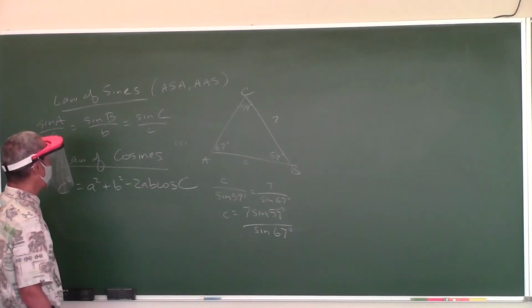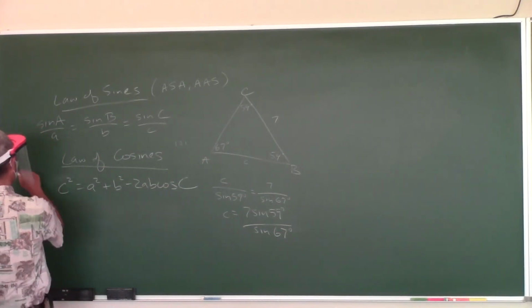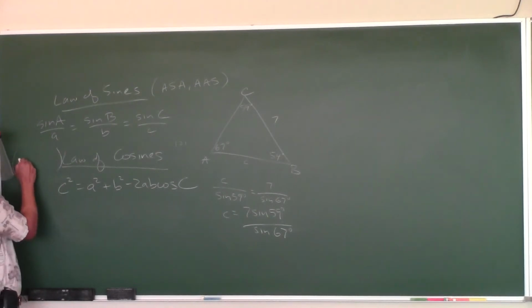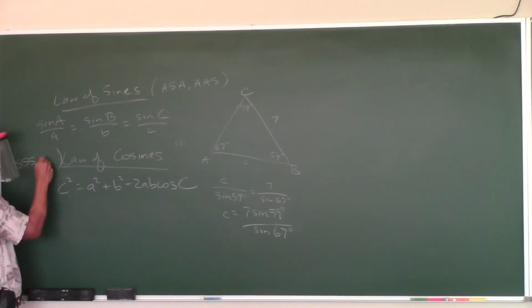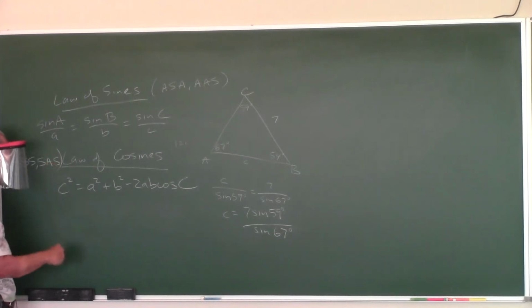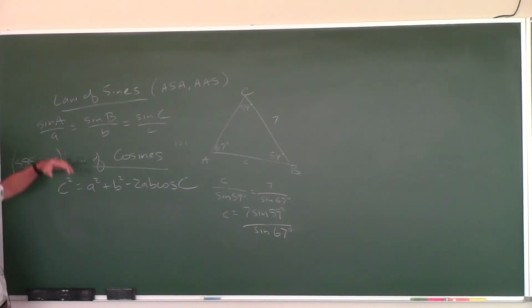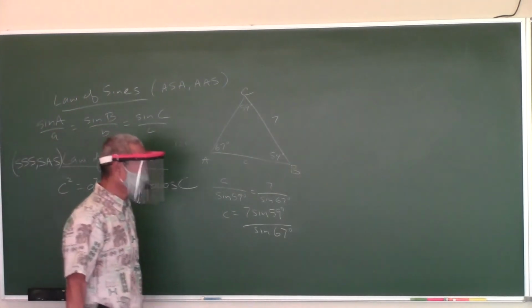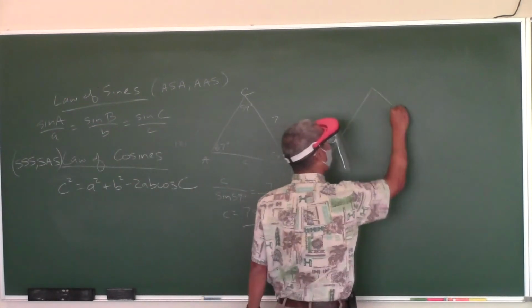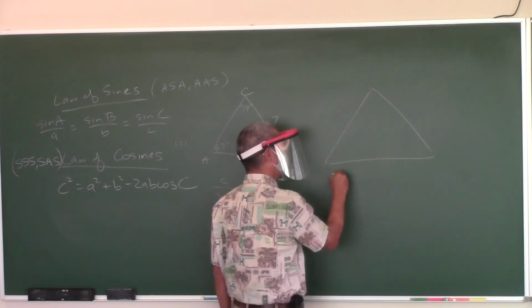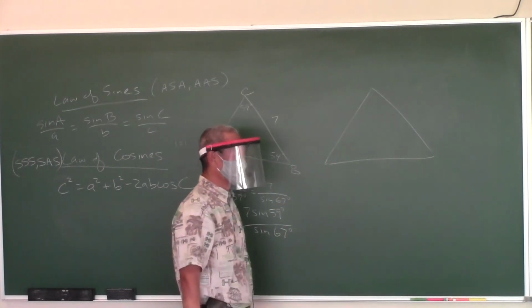Now, when do you use the law of cosines? I guess I have to put it on this side. When you know 3 sides, or 2 sides and the included angle. It's all in the notes right there. So, for example, suppose you have a triangle. I'm not going to even label ABC.